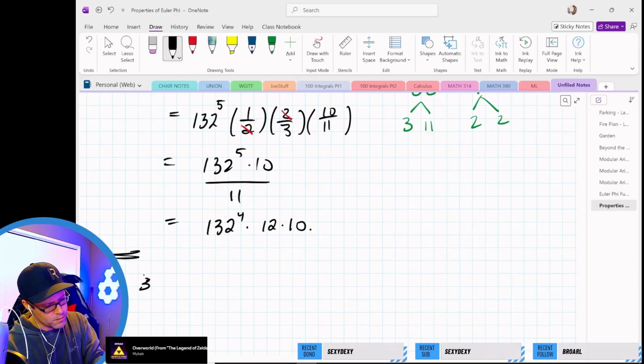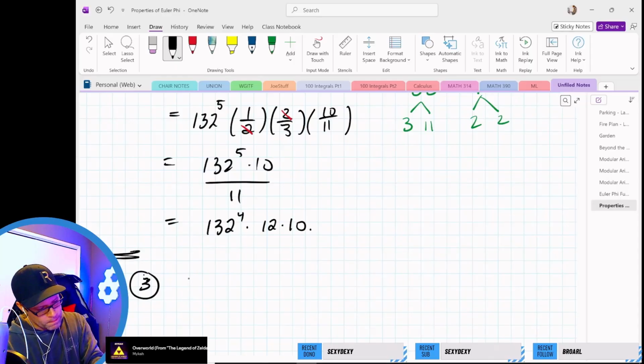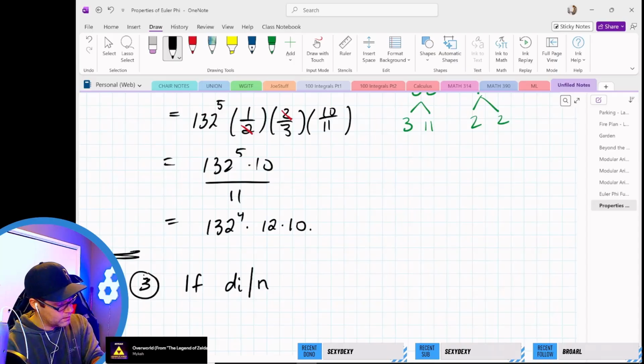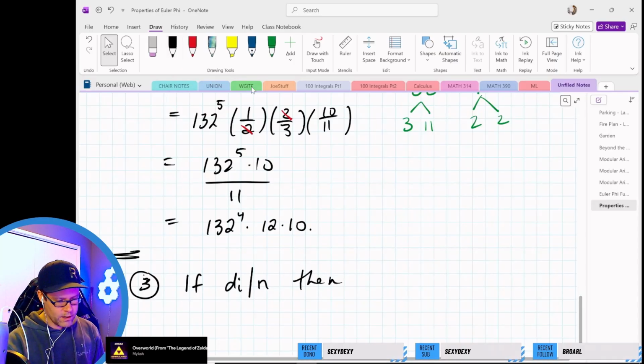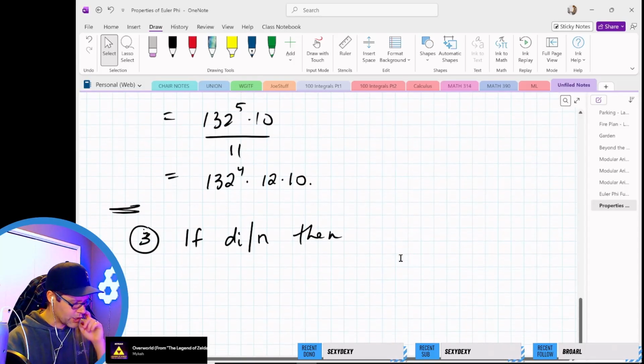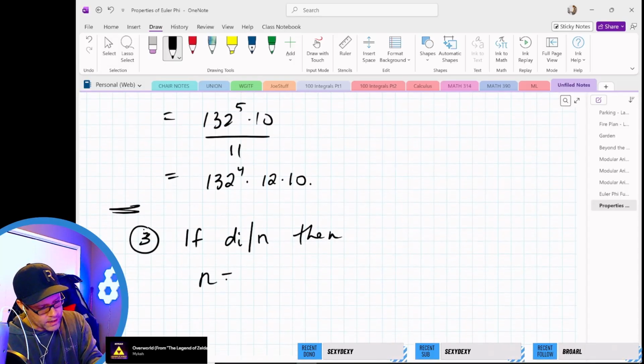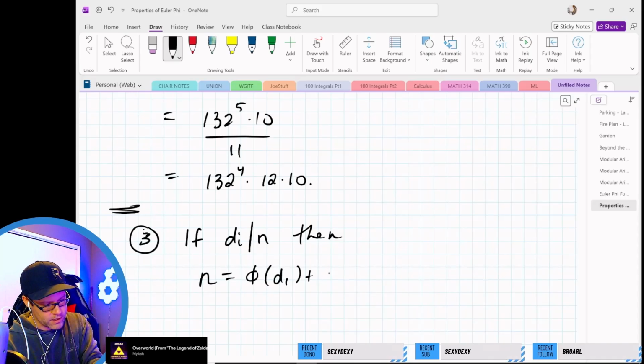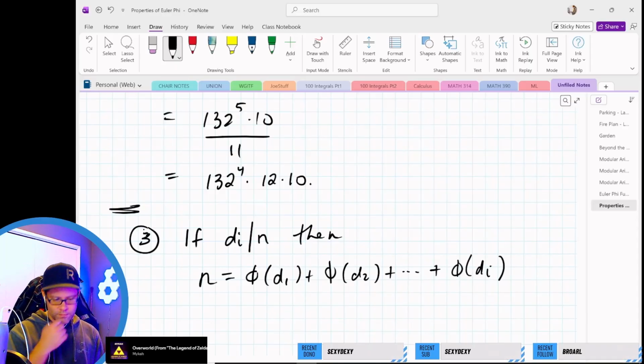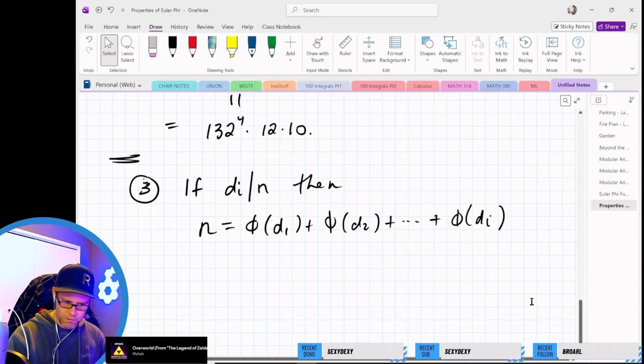Okay, property 3 is a little bit of a weird one. It says if we have a divisor, then there's this really weird relationship where I can take n and rewrite it as phi of divisor 1 plus phi of divisor 2 all the way up to phi of that last divisor. So that's a little bit weird.